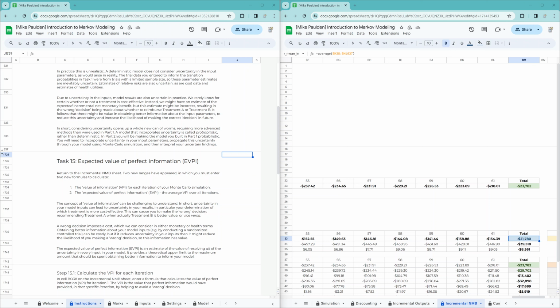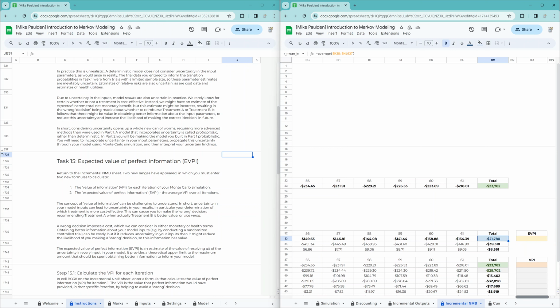Okay, so we're going to start this video in exactly the same place that we left off the previous video. We've just opened up task 15, which is calculating the EVPI, or expected value of perfect information. And on the incremental net monetary benefit sheet, you'll see that there's another column that's appeared.